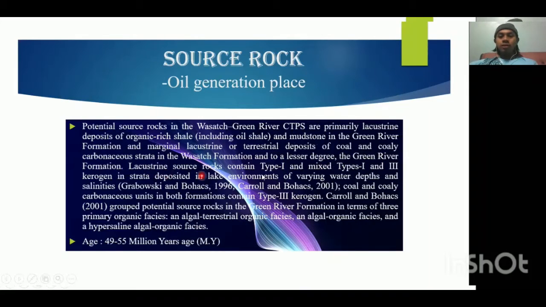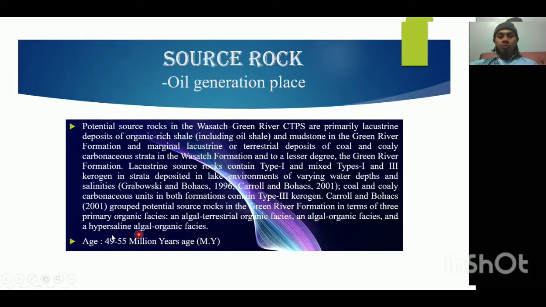Lacustrine source rocks contain type 1 and mixed type 1 and 3 kerogen in strata deposited in lake environments of varying water depth and salinities, according to Katz and Bohacs 1996, Carroll and Bohacs 2001. Coal and carbonaceous units in both formations contain type 3 kerogen. Carroll and Bohacs 2001 grouped potential source rocks in the Green River Formation into three primary organic facies: the first is an algal terrestrial organic facies, the second is an algal organic facies, and lastly a fossil algal organic facies.